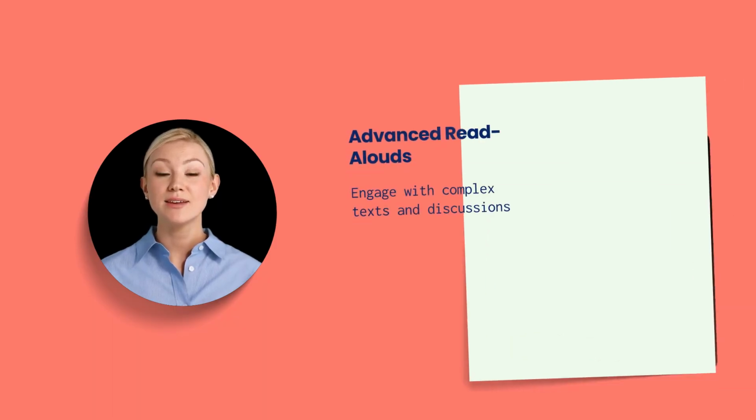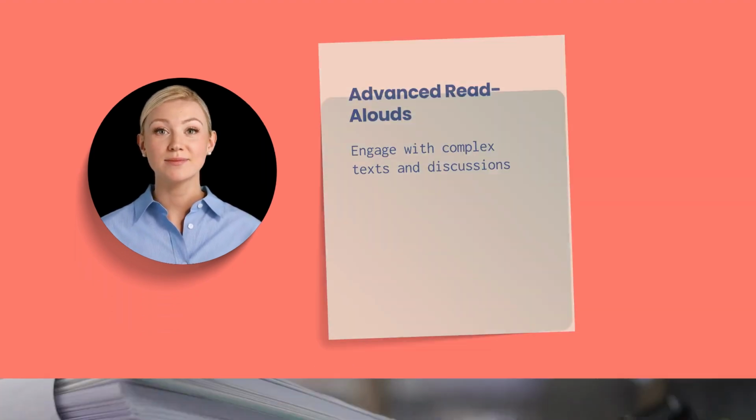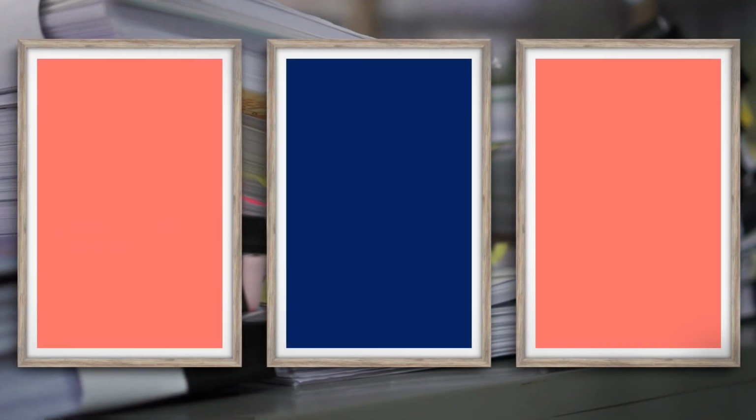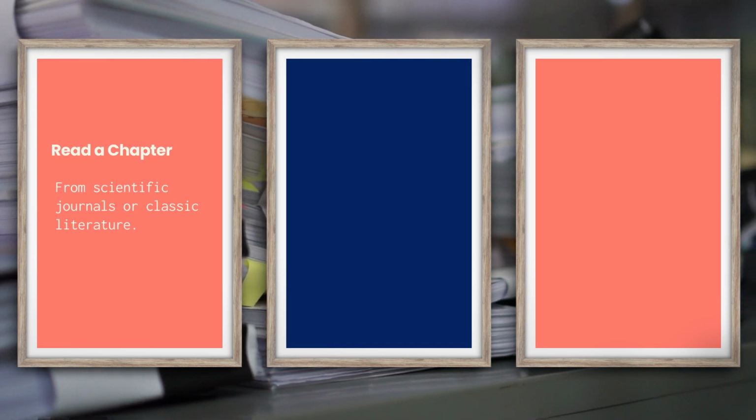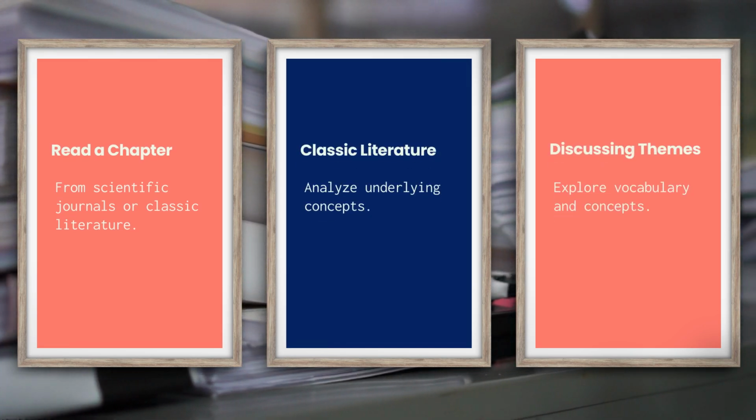Use advanced read-alouds and discussions. Read and analyze complex texts, followed by in-depth discussions. For example, read a chapter from a scientific journal or a piece of classic literature, discussing themes, vocabulary, and underlying concepts.